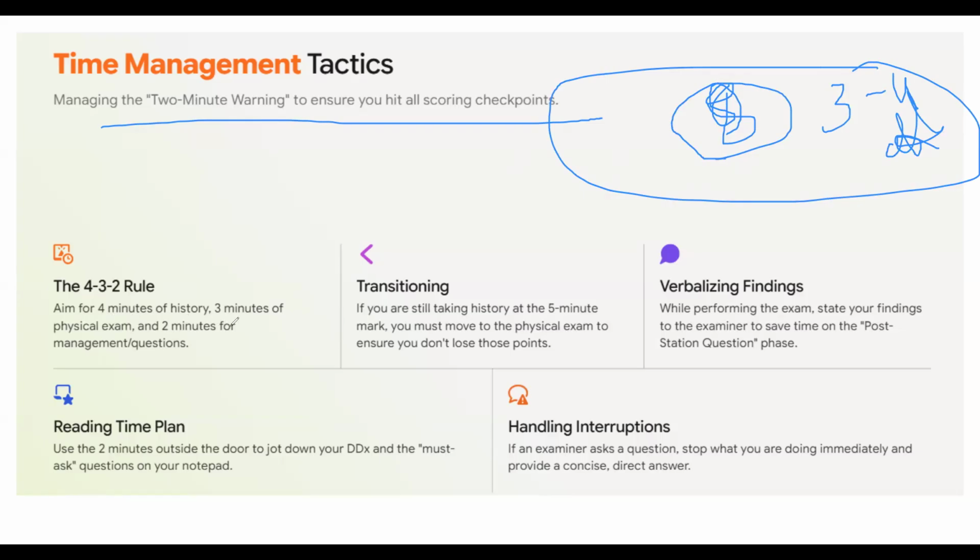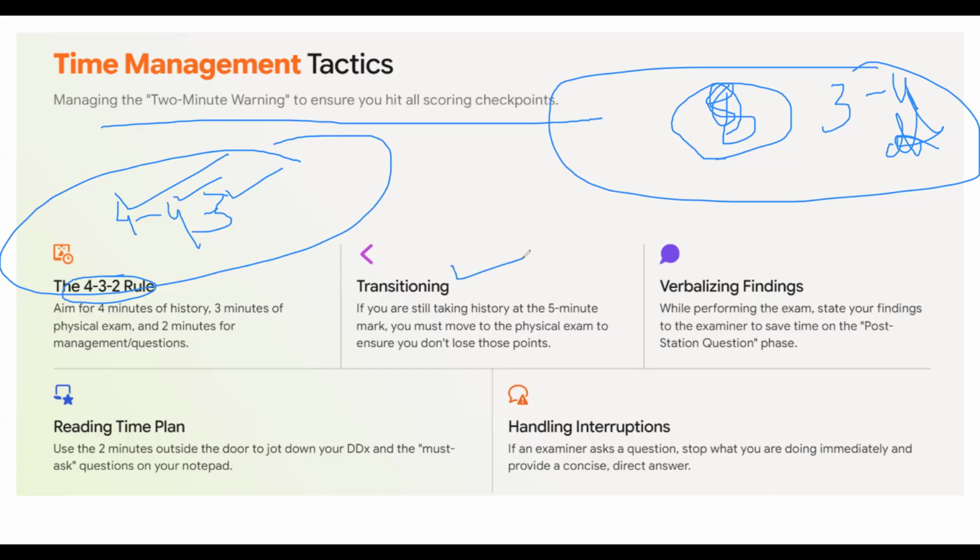If it is a full station with history, physical, and counseling, make sure that you forget the 4-3-2. It's going to finish in 9 minutes instead of 11. So you have 4, 4, and 3. 4 minutes for history, 4 for the physical exam, and in the last 3 minutes, counseling.